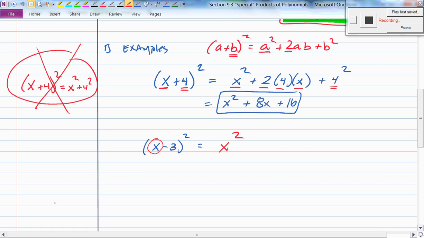All right? And then they leave a space. And they take the last term. What's the last term? Negative 3, and you square it. What's a negative 3 squared, you guys? 9. Very good. Negative 3 times negative 3, positive 9. And then they leave a space in the middle. And then they just go negative 2 times the x times the 3.